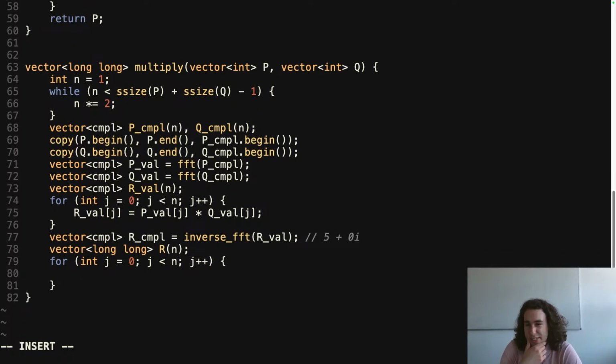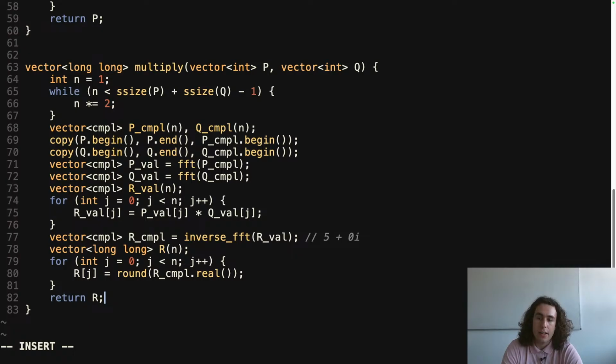And as I said, these values are probably not calculated exactly, but because we know that they are integers, we only need precision up to 0.5, right? We can always round to the closest integer, and if all our calculations were precise up to absolute precision 0.5, we're going to be all right. So we have R j is equal to round of R complex dot real, right? We need to take the real part and round it. And then we return R.